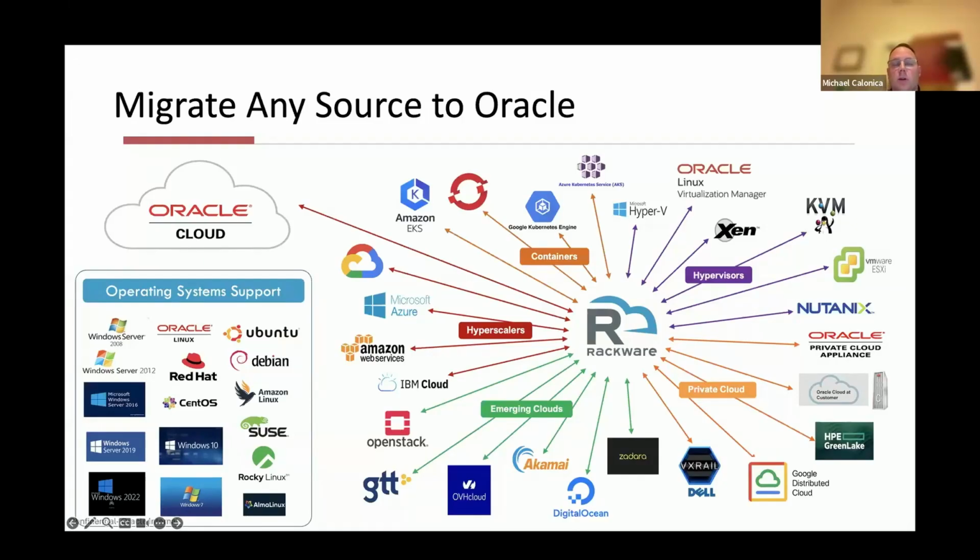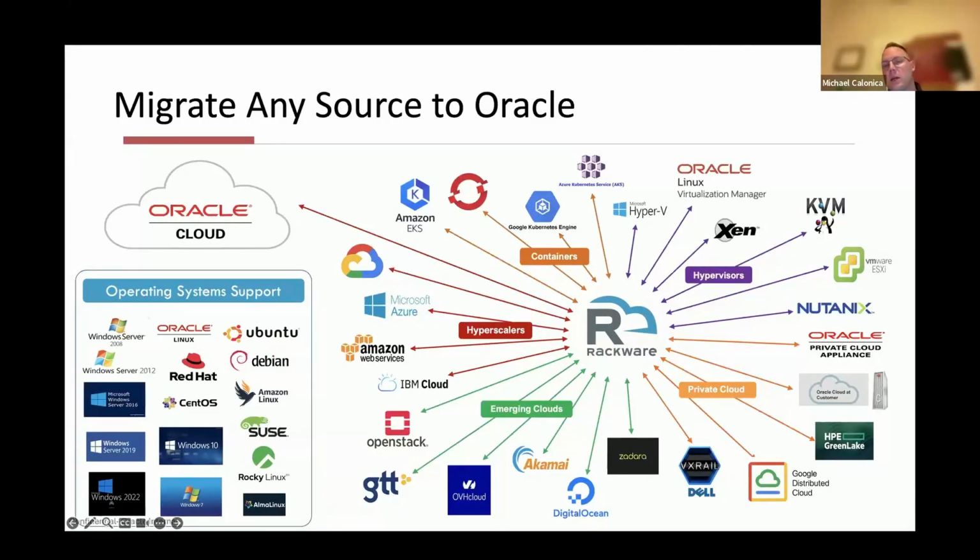But one thing you'll notice here on the left is we highlight operating systems. And RackWare is a file system level operating system, and that's how we migrate. So we migrate the operating system, replicate that over to the new target destination, and anything sitting on top of that operating system is what migrates. And there's a lot of advantages to that.